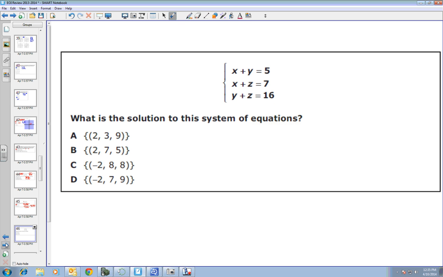Okay, the next one. What is the solution to this system? What are you going to do? Same thing. This time I have an x, a y, and a z. When you have ordered pairs like this, this is x, this is y, this is z. So you're going to plug those in, see which one works. Okay, so I want everyone to plug those in. Instead of working it out like we did, just substitute them in, just like we did with this one.